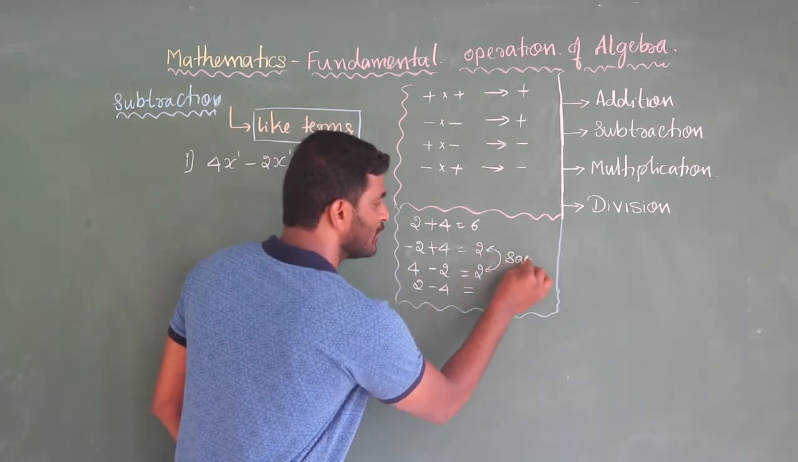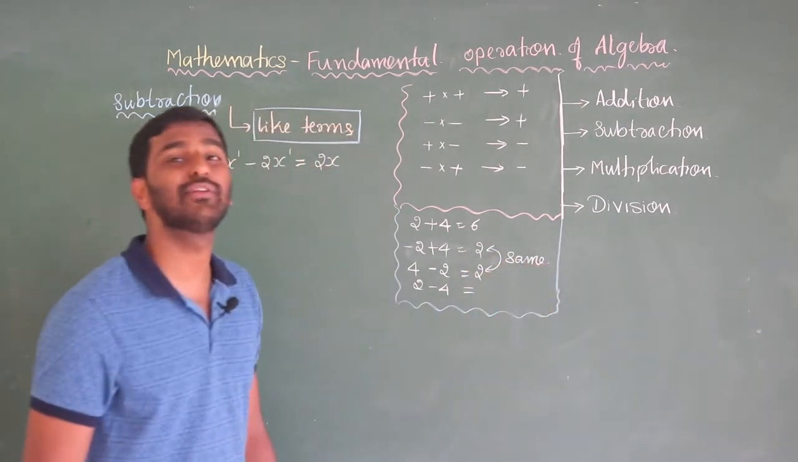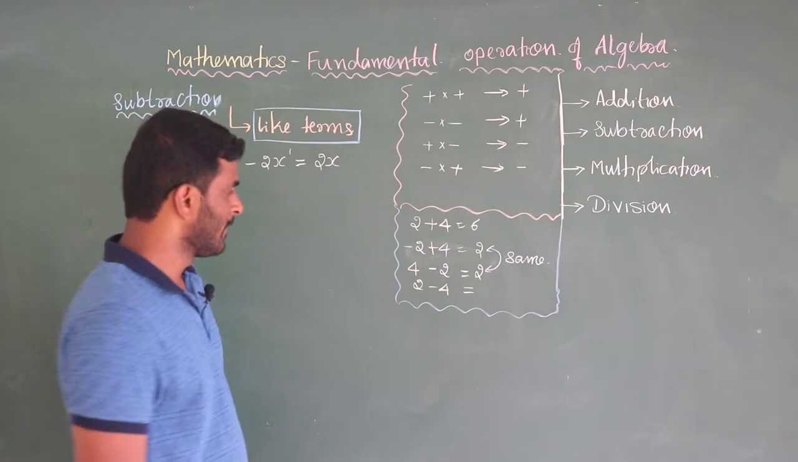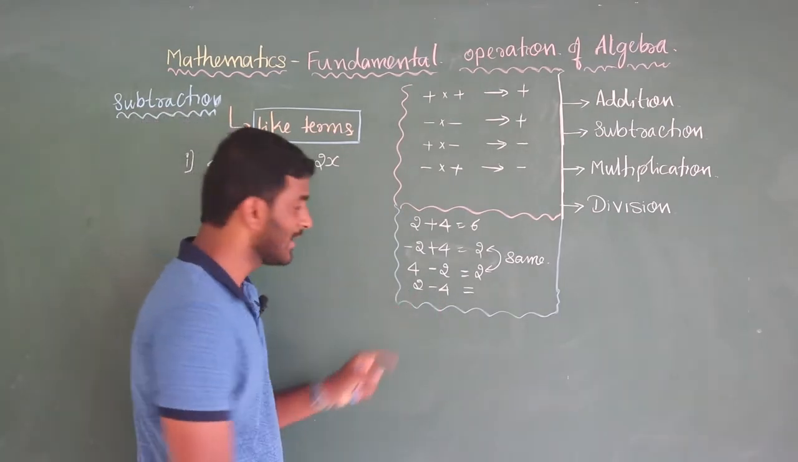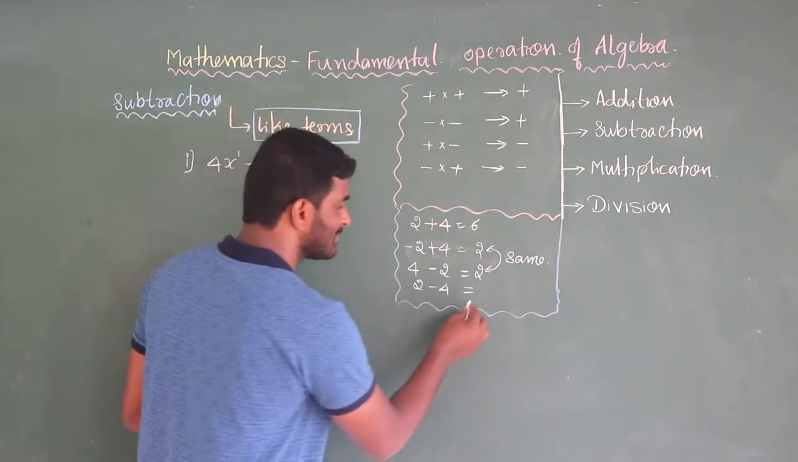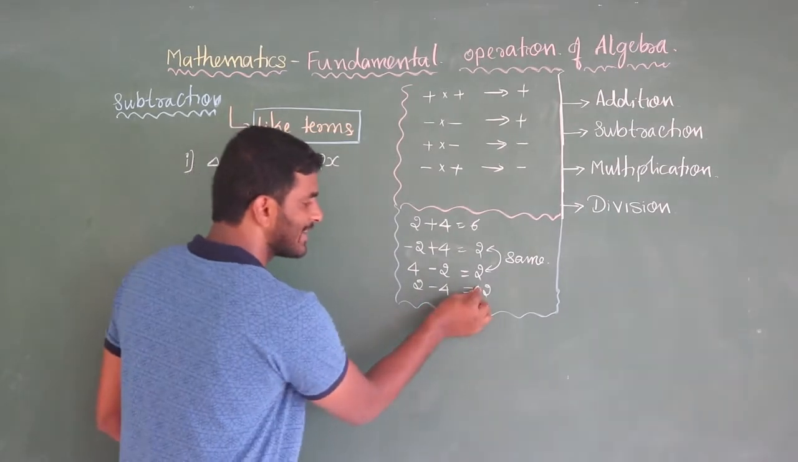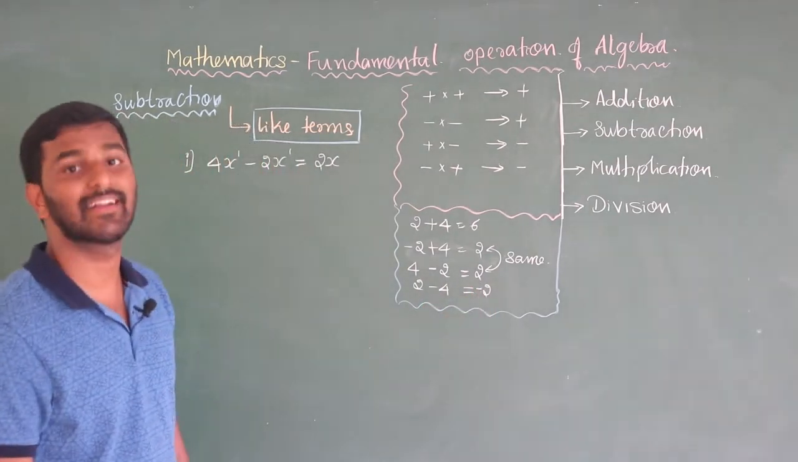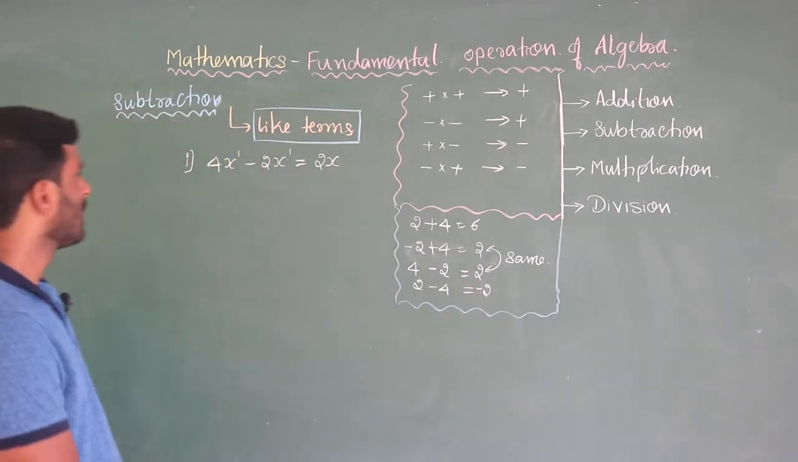It is known as commutative property. 2 minus 4, plus into minus, minus, so we get 2. We have to put a greater number symbol. Greater number symbol. Clear? Yes.